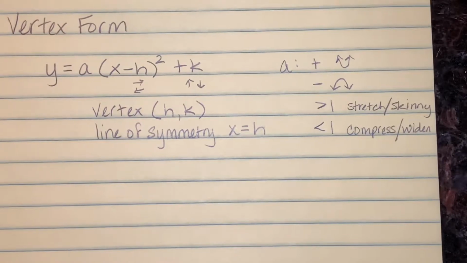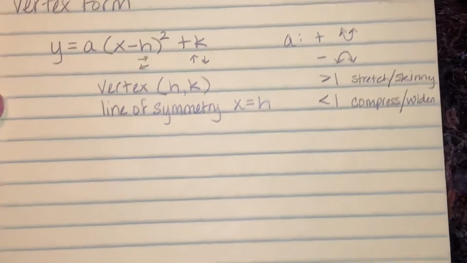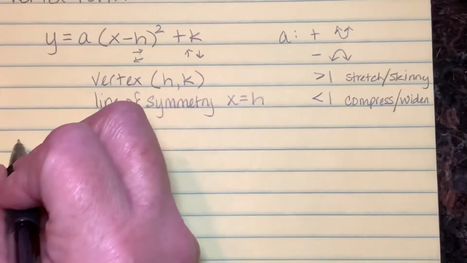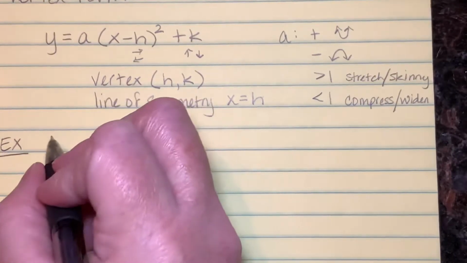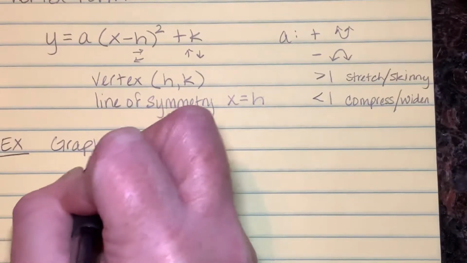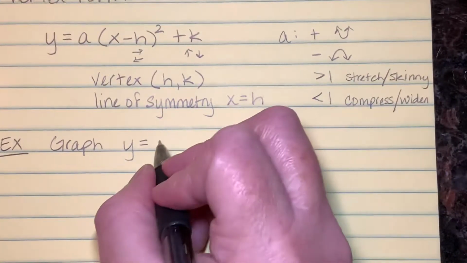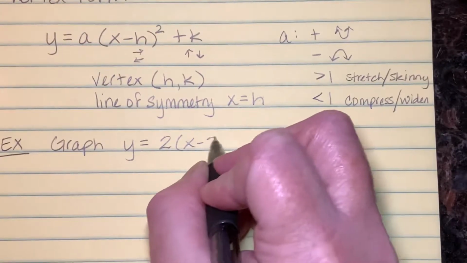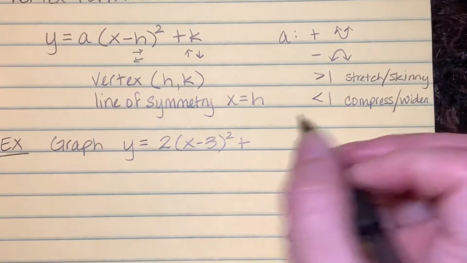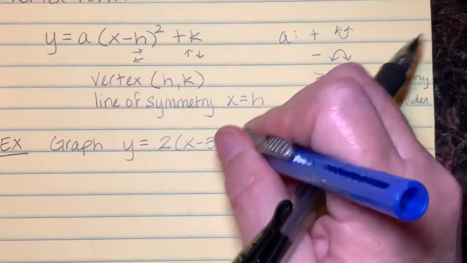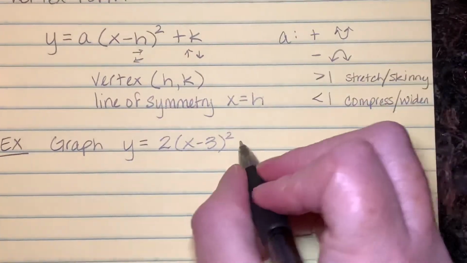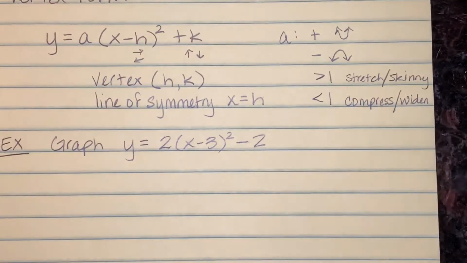Okay, so let's just do one example so we can name all the stuff, and then I think you'll be okay to get started based on all the stuff. So let's do one example, and we'll say let's graph y equals 2(x minus 3) squared minus 2. Okay, so let's go ahead and do that example.